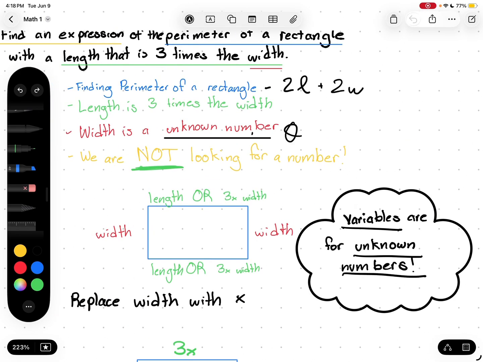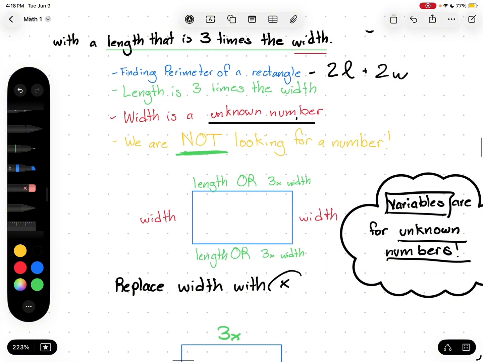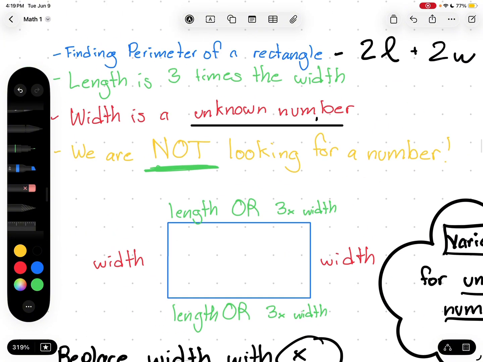So we're going to use width as an unknown number, and we're going to use a variable for it, specifically x. So here I have a drawing of what our shape looks like. We see that our width is here, and we see that our length is up here. And our length is 3 times the width. That's over here. So keep that in mind. And notice how we have 4 sides. I want you to remember that.